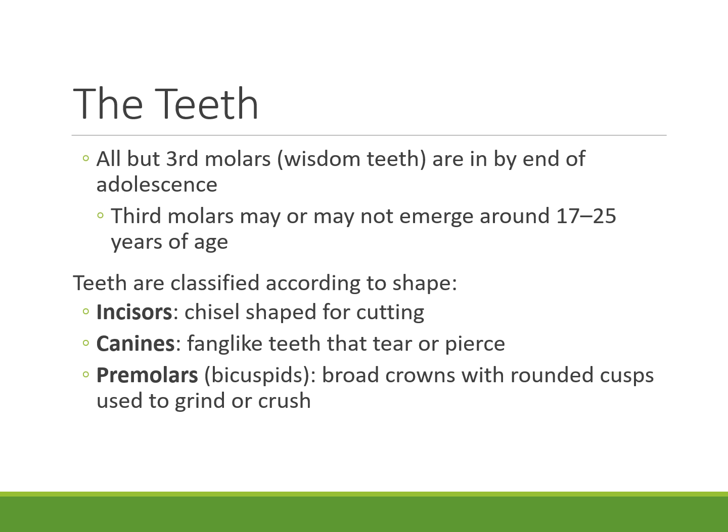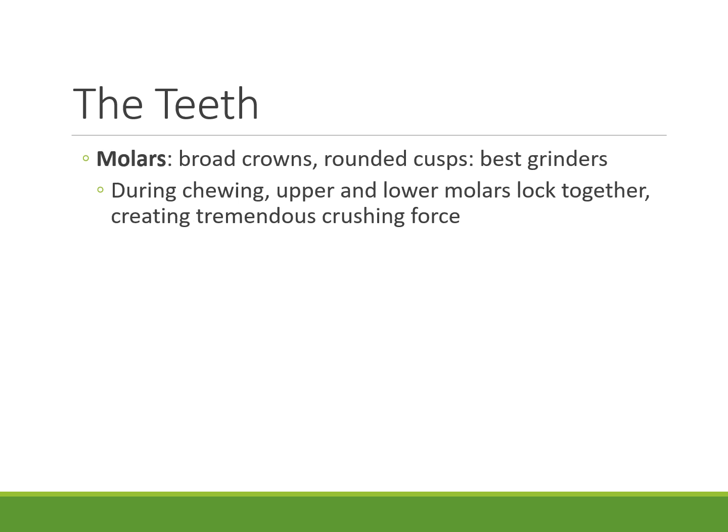So incisors are the ones for cutting or snipping. Canines are fang-like teeth for tearing or piercing. Premolars are bicuspids that have broad crowns with a round cusp that we use to crush and grind things. And then molars have even broader crowns, rounded cusps, and are better grinders because they have more surface area.